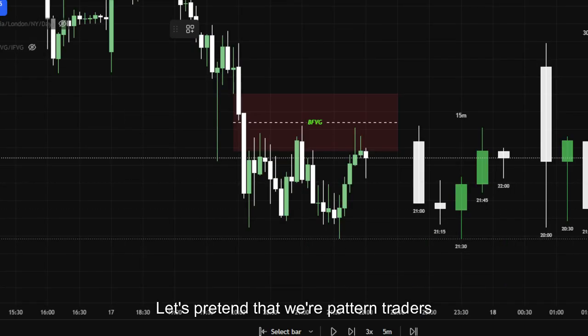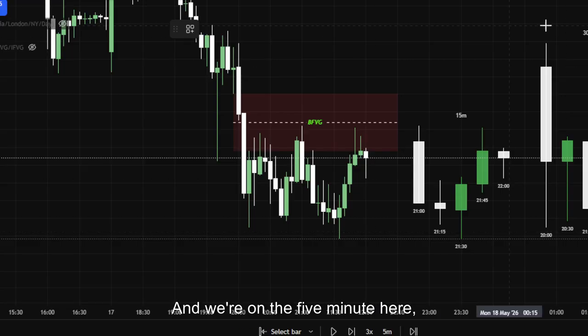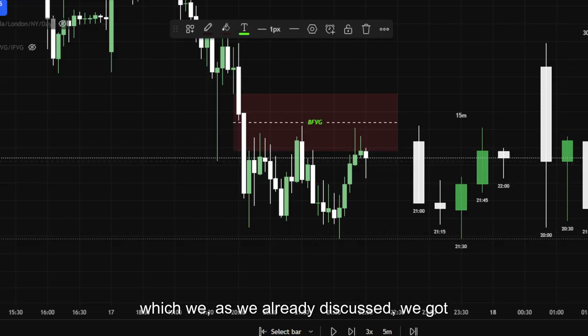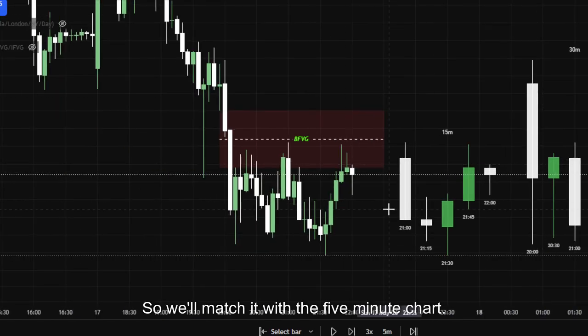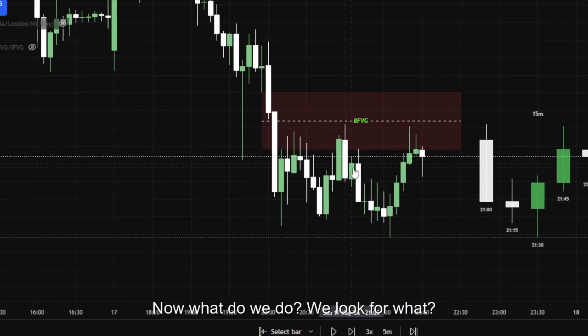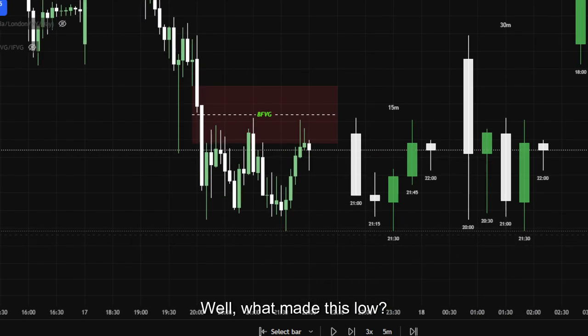Let's pretend that we're pattern traders for a second, because ultimately that's the whole point of this video, is just to show you the model, how you would mechanically look at it, how you would see it. And we're on the 5-minute here, which as we already discussed, we got that beautiful candle 2 here. So we'll match it with the 5-minute chart. Now what do we look for? Well, what made this low? This low, it's all the same low. What made it? Okay, we're right here.